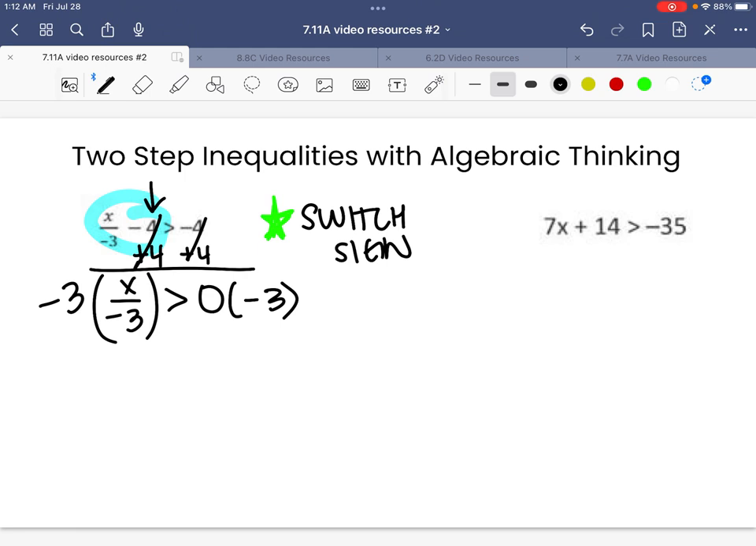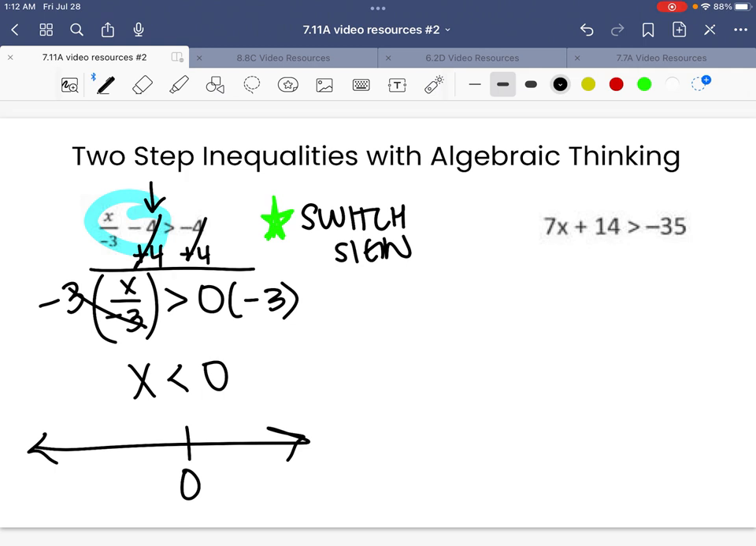So x over -3 times -3, that will just leave me one whole x. My symbol does change sides, and 0 times -3 is just 0. So x has to be less than 0, which I can graph my solution on a number line.